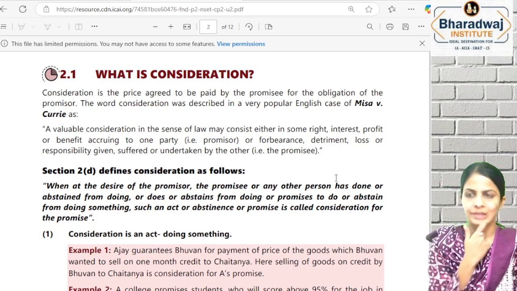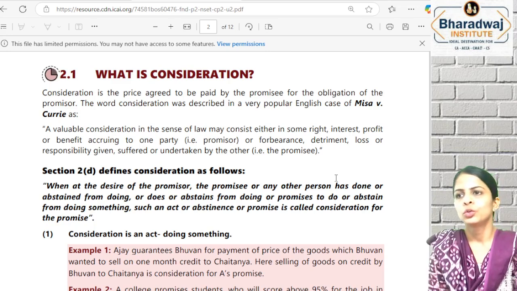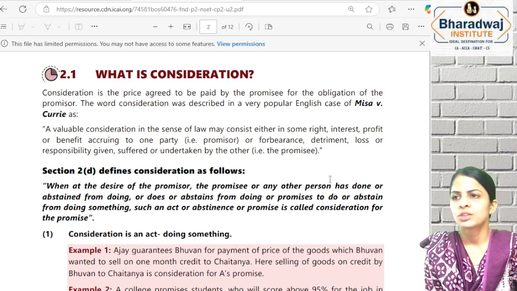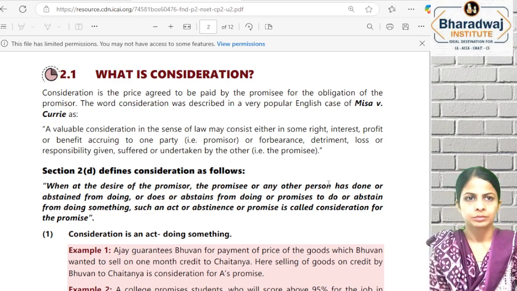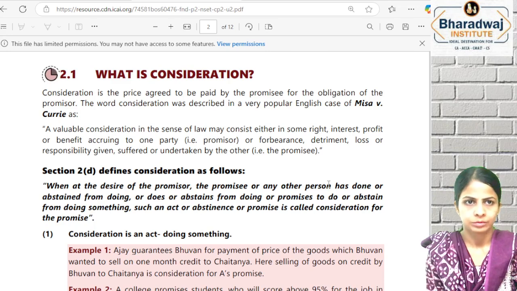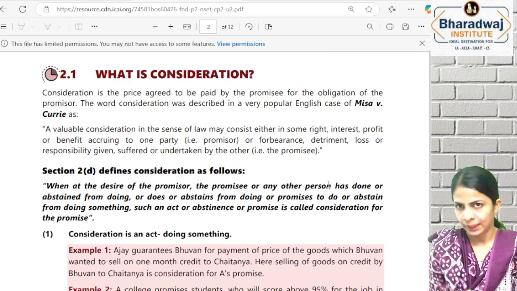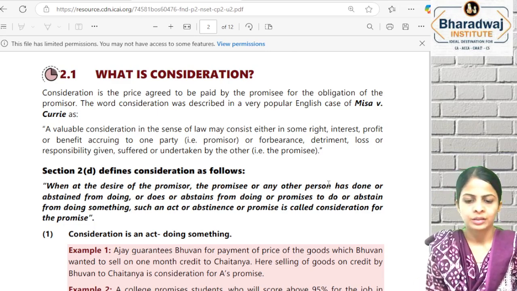Next is, shall we continue? Unit 2, consideration. Consideration is what benefit the one is taking from that. So something in return. What I give and what I get back. That is called consideration. Another term used is quid pro quo.